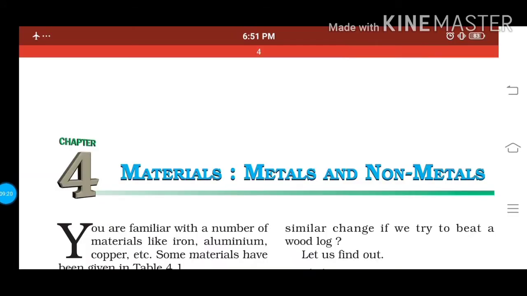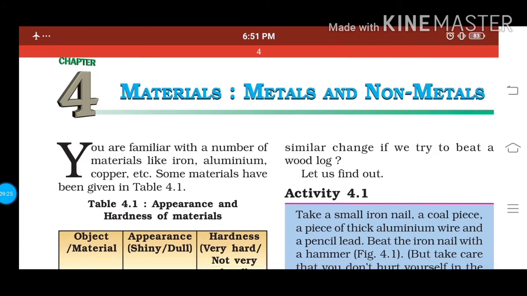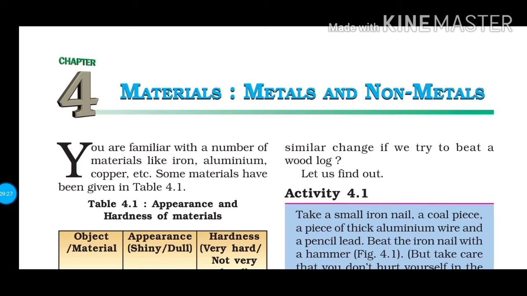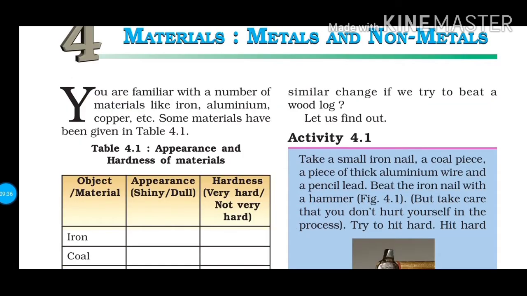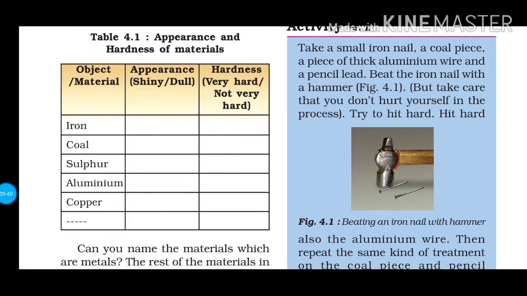So yes, now we can start our chapter. You are familiar with a number of materials like iron, aluminium, copper, etc. Some materials have been given in Table 4.1. Table 4.1: appearance and hardness of material. The first ones given are iron, coal, sulfur, aluminium and copper.